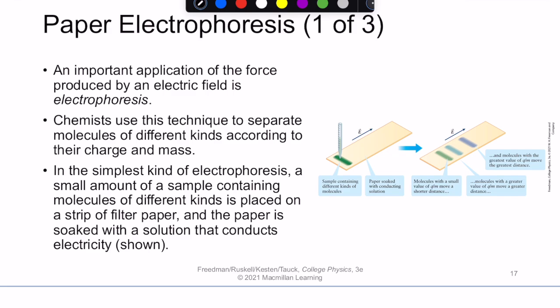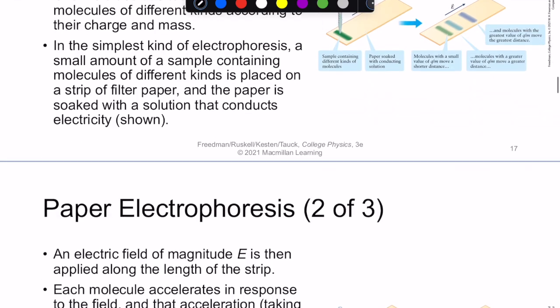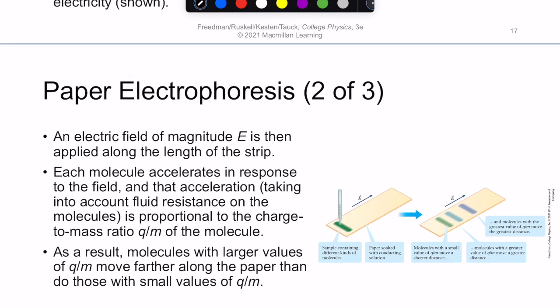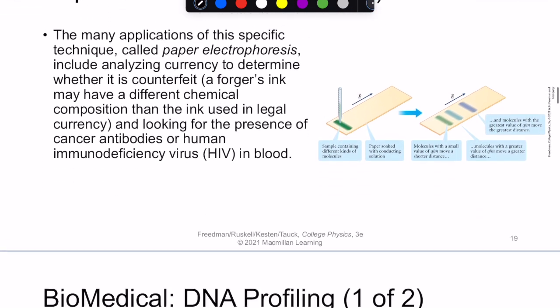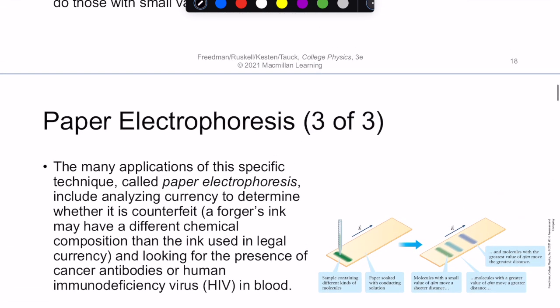So why are we learning this? Why are we learning electric field? Why do we need to know this? Well, some of you may encounter this in your future studies. It's a process called electrophoresis, a technique that is used to separate molecules according to their charge and their mass, and that helps you identify molecules. There's a very important application of electrophoresis. Electrophoresis is a very general term, but DNA profiling is a very specific example of electrophoresis.